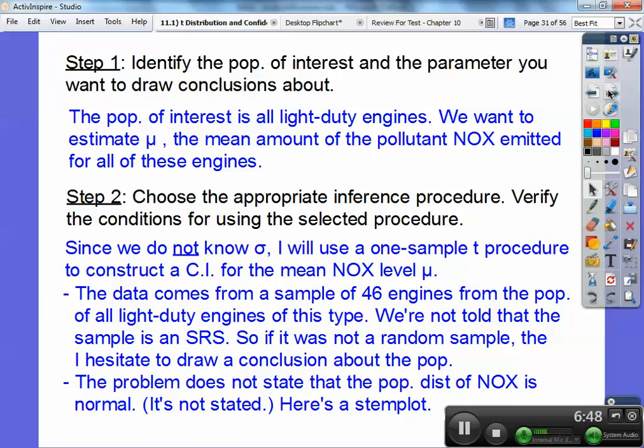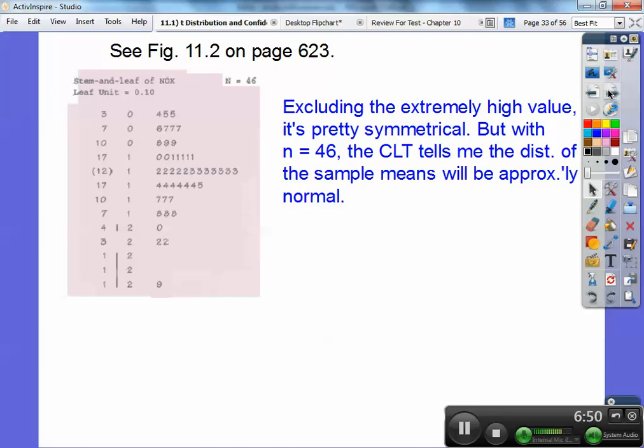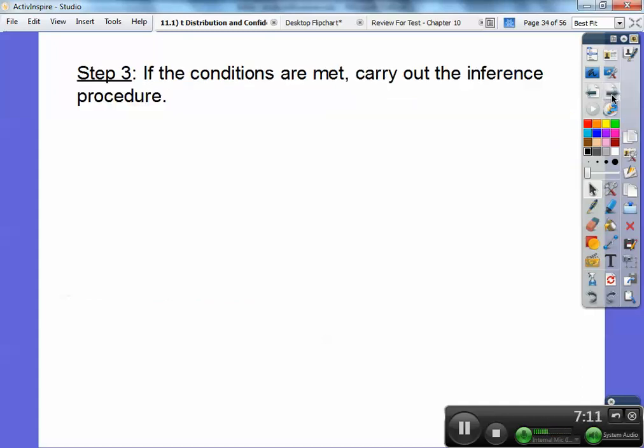So what you want to do is graph a stem plot, you guys. You have to graph it and show them that you know what you're talking about to see that this is normal. Now, besides this big number right here, it's pretty darn symmetrical. And on top of that, with the size being 46, the central limit theorem tells me that the sample means will be approximately normal. So we can go ahead and proceed, you guys.